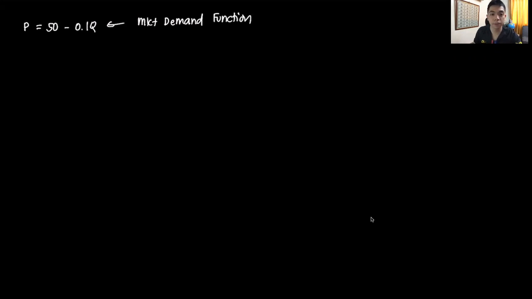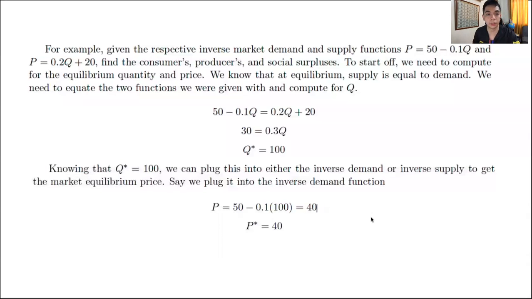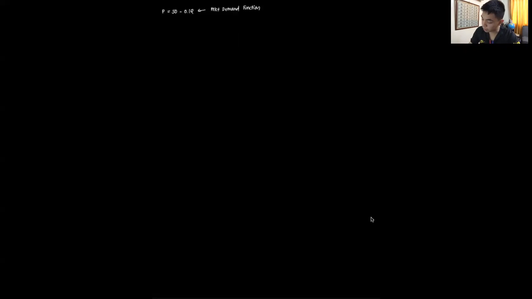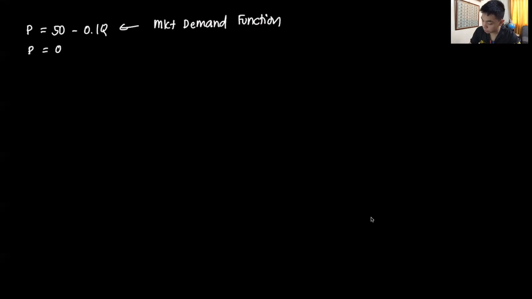So let's start with an actual example. Say that we're given a market demand function. Let's go with a market demand function equal to P is equal to 50 minus 0.1Q. Let this one be our market demand function. And we also have a market supply function, which is 0.2Q plus 20. And this is our market supply function.